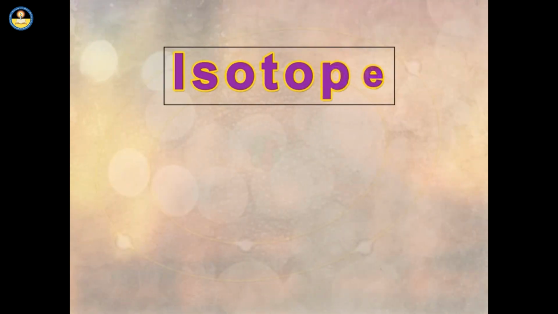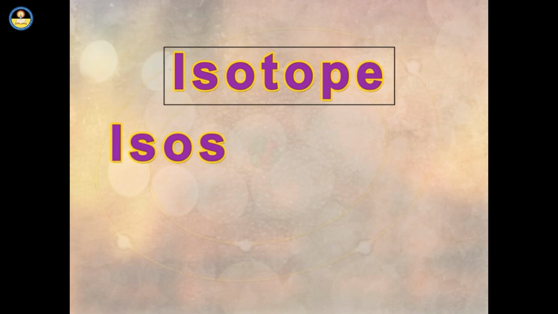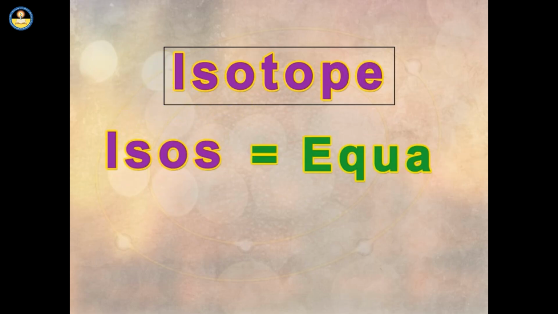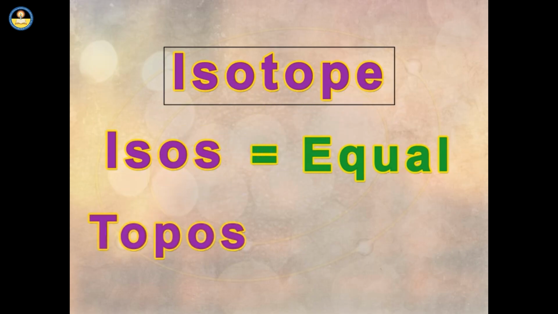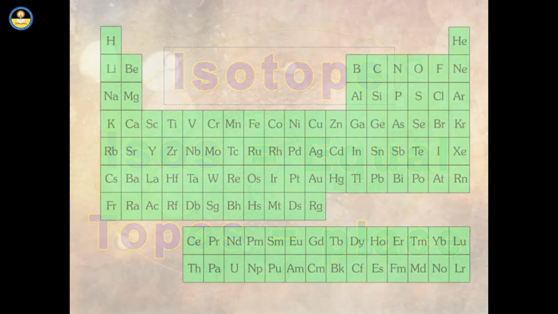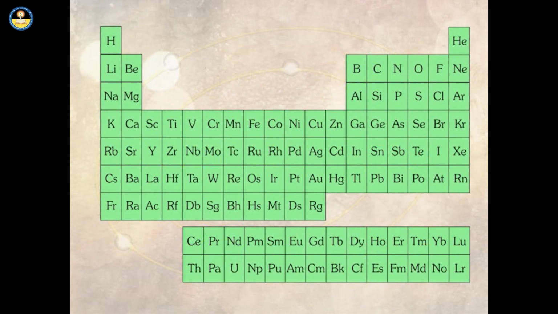The name isotope is derived from the Greek word isos, meaning equal, and topos, meaning place. This refers to the fact that all isotopes of a particular element have the same position in the periodic table. Most elements have more than one isotope.